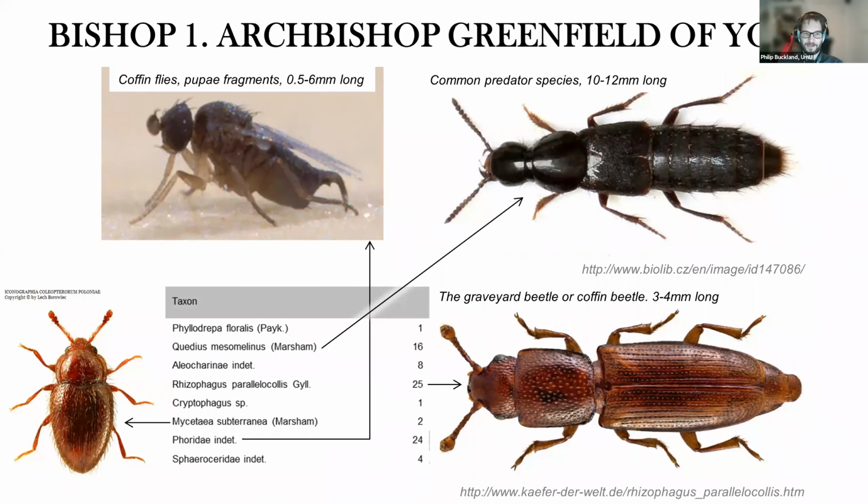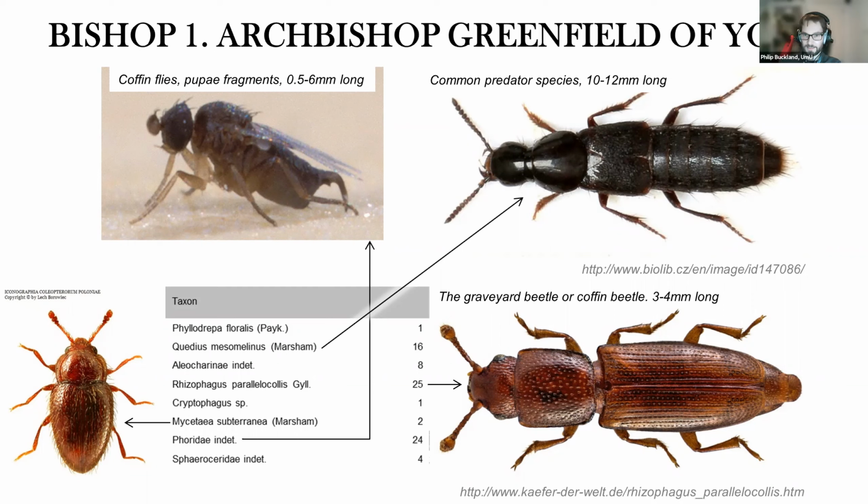We got, or they got, quite a lot of fragments of coffin flies out of this, which are forensically important species, but unfortunately not identifiable to species level, so the interpretation is pretty vague there. But the graveyard beetle, or the coffin beetle, the Rhizophagus there, is very, very useful.